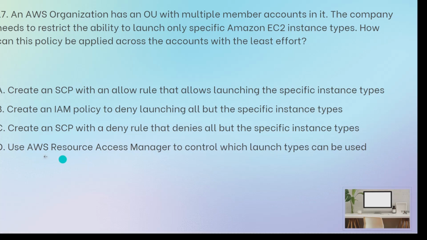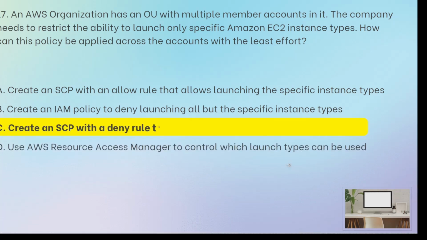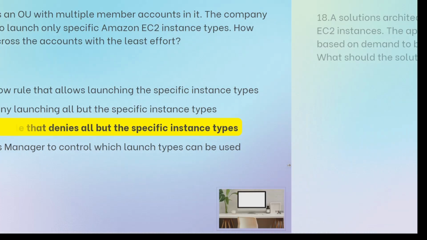Now, using Resource Access Manager to control which launch types can be used. This is also incorrect because RAM is a service that enables you to easily and securely share AWS resources with any AWS account or within your organization. It is not used for restricting access or permissions. So SCP with a deny rule is the correct answer.